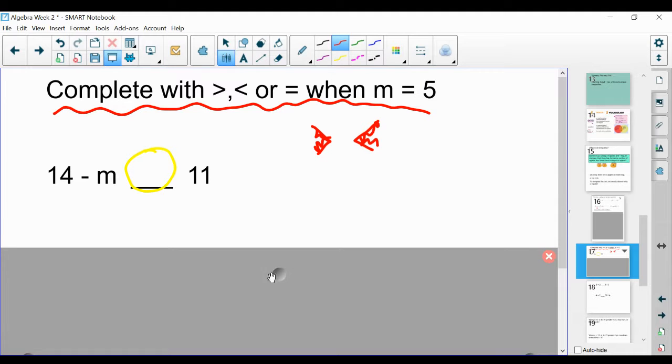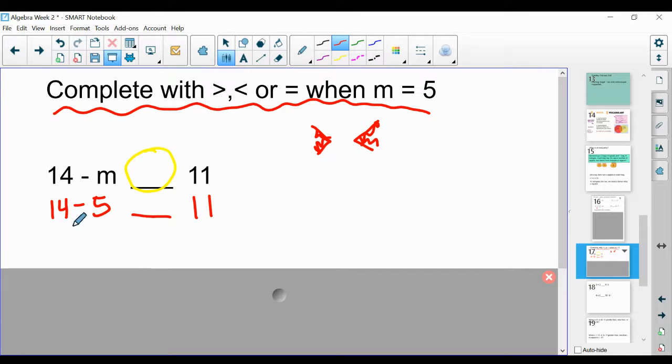So what we're going to do is rewrite this part right here, and wherever you see an m, you're going to replace it with 5. So I'm going to rewrite this as 14 minus 5. I'm going to copy down my space that I'm going to put my greater than, less than, or equal to sign, and I am also going to copy down that 11. We don't have to do any evaluating there. Now, I am going to still simplify this. 14 minus 5, I know is 9. And now we're comparing 9 and then whole number 11, where 11 is greater than 9.